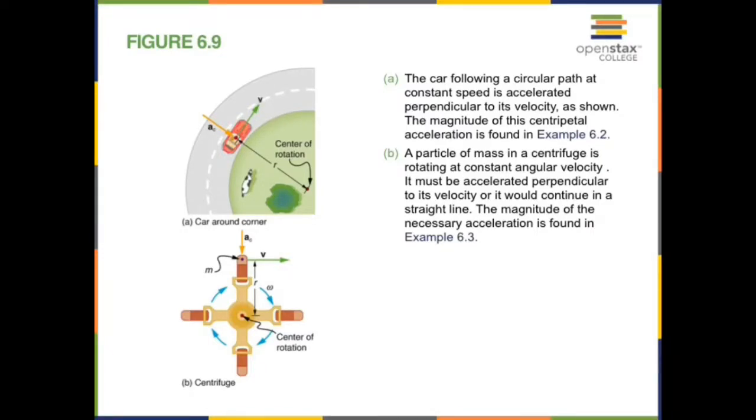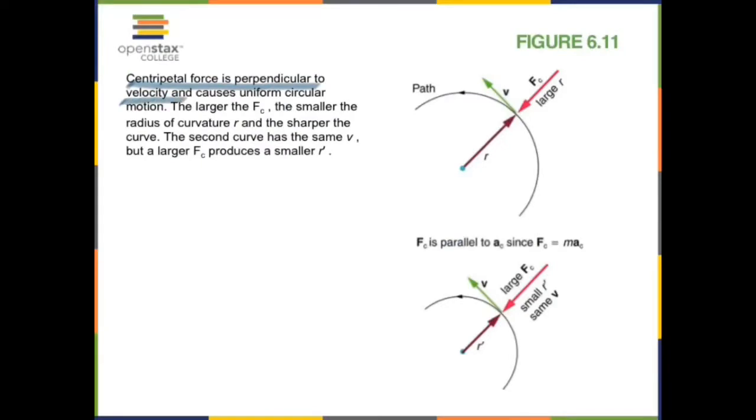Same thing in a centrifuge, which is rotating at a constant angular velocity. Omega is shown here, the angular velocity is here, it's clockwise, that's the linear velocity, and look at the centripetal acceleration, it's towards the center. Just like in this case, it was towards the center. Once again, reiterating that the centripetal force is perpendicular to the velocity, as you can see, and the larger the force, the smaller the radius of curvature.